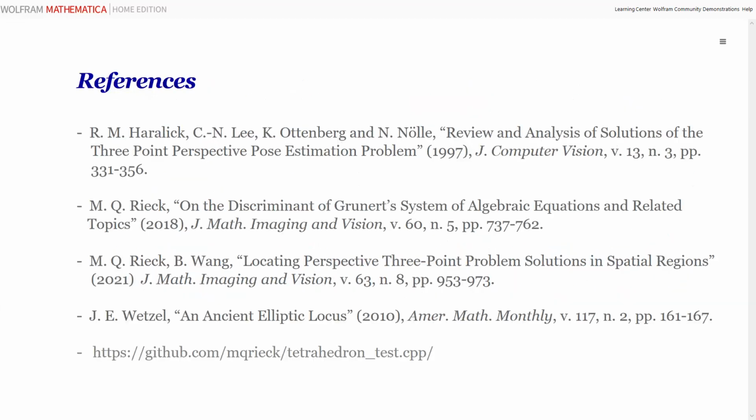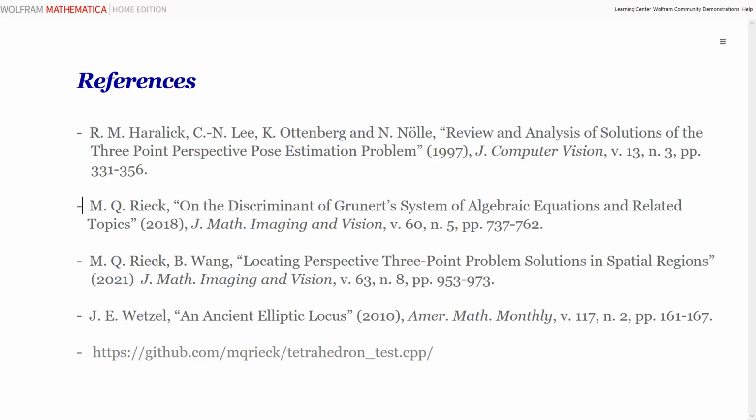So I will go to my references, and try to go quickly here. If you're interested in learning more about the P3P problem, I would recommend this paper from 1997 that pretty much anybody who writes anything about P3P includes as a reference. So this is a very standard reference. It was not written so much as an introduction, but mainly as a comparison of different methods for solving P3P. But it certainly does include an introduction to the P3P problem. So I definitely recommend Haralick et al.